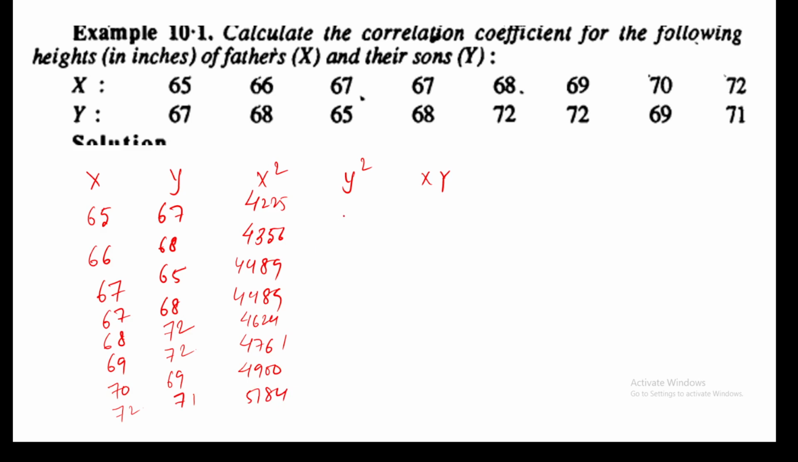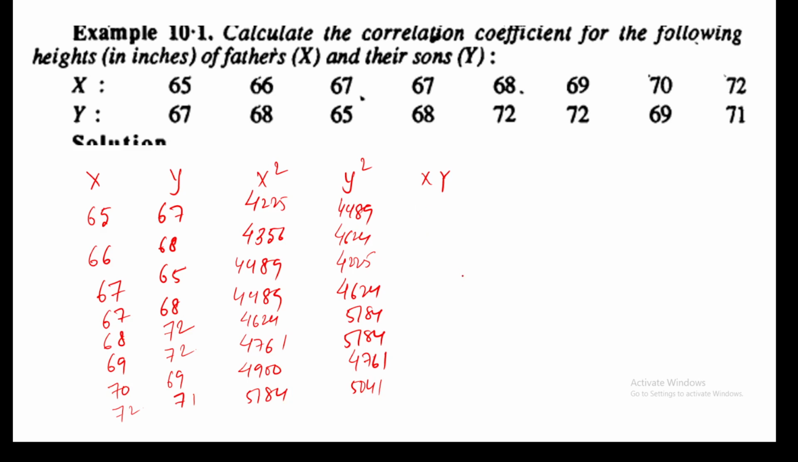67 will be having 4489. 68 will be 4624. 65 is 4225. Again 68 will be 4624. 72 is 5184. 69 will be 4761. 71 will be 5041. And can anyone say about xy?